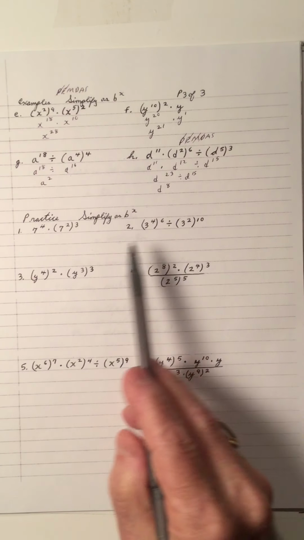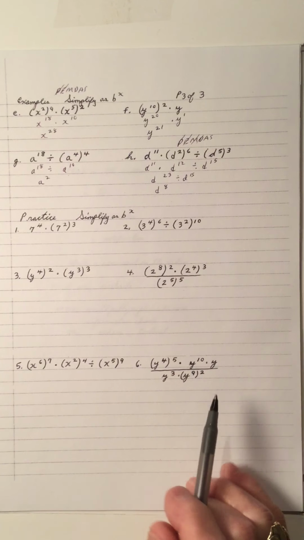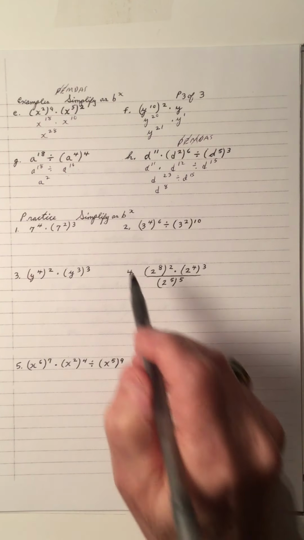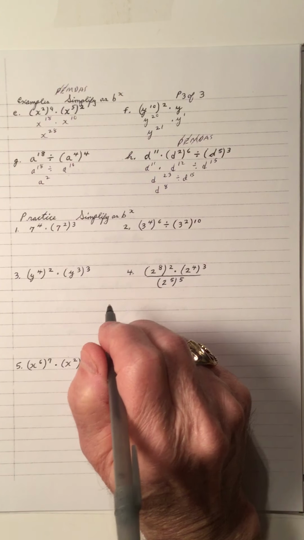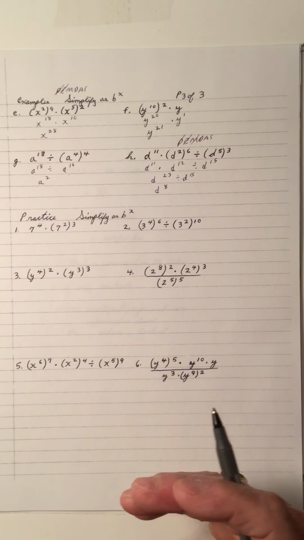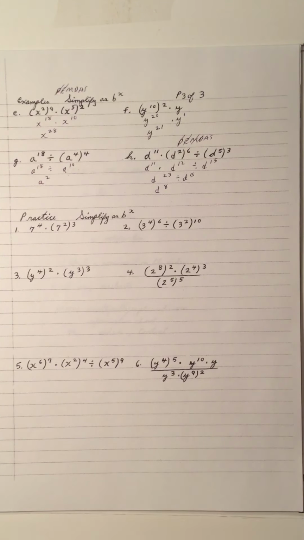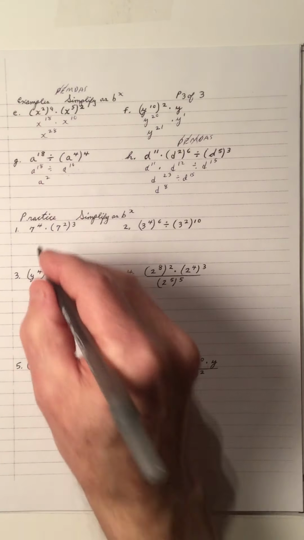We have 6 here for you to work on. Pause your video, work the 6 of these out, and see if you get the right answers. Simplify as B to the X. I'm not worried about making, say, 7 cubed into a number, or 8 to the 4th power into a number, and just getting an exponential.